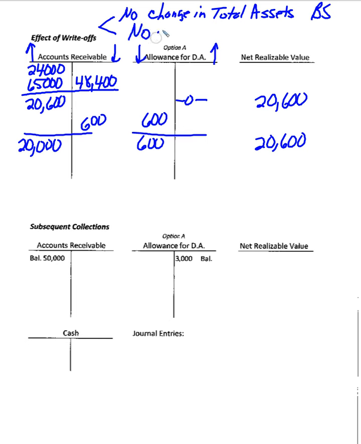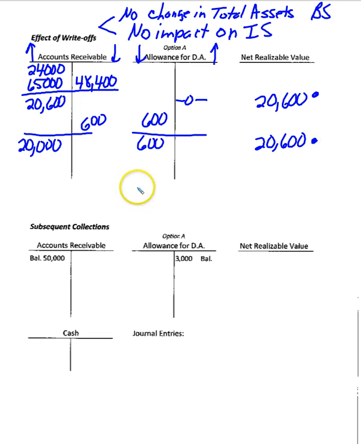And no impact on the income statement, right? Because we didn't do anything to bad debt expense. So it really doesn't do much to the balance sheet. Now it does change the detail. Instead of $20,600, we'll report $20,000 on the balance for accounts receivable. So it changes the detail, but not total assets. Net realizable value has no impact.